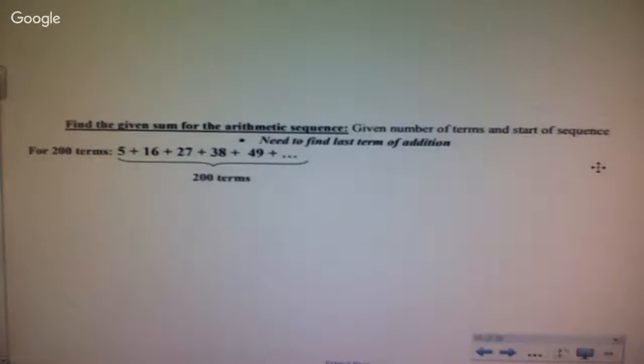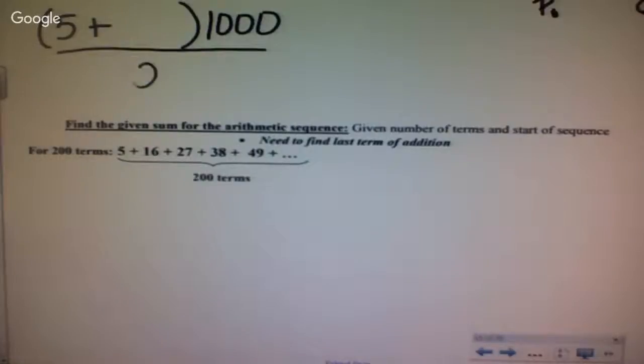Okay. This one, we've got a new problem. Now they tell me I have 1,000 terms. They tell me what P sub 0 is, my first term, but they don't give me the number that I finish at. So all I know right now is I'm doing 5 plus, I don't know what this is. I know that I have 1,000 terms. I need to find this last term.